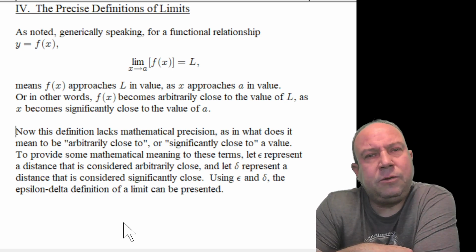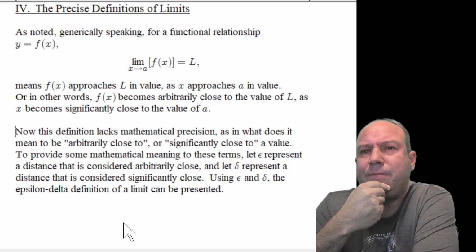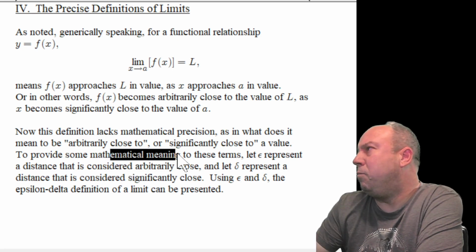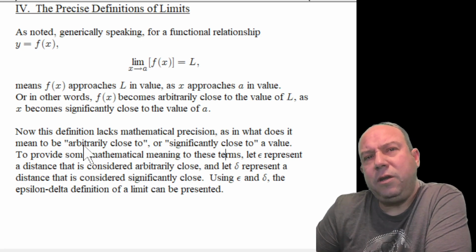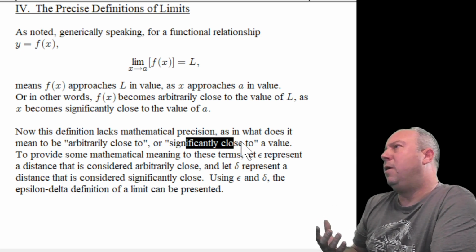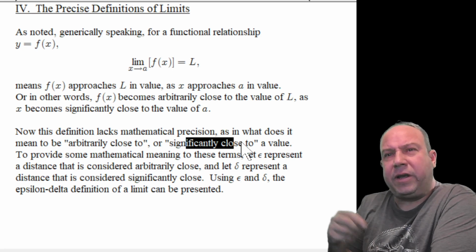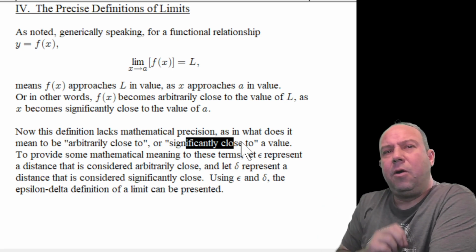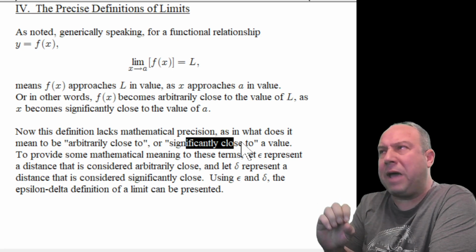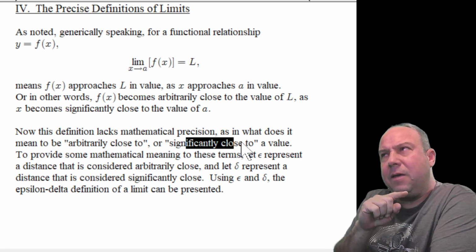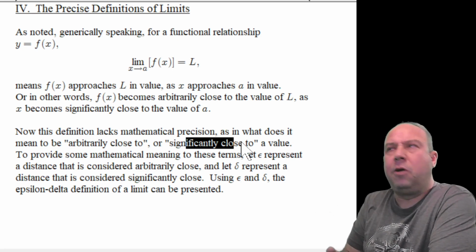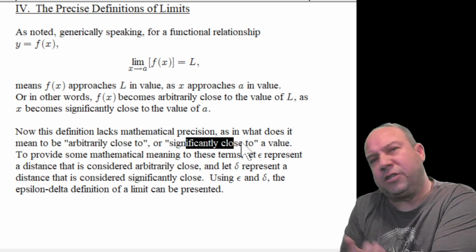And that's what we see used in the precise definition of the limit. To provide a little bit of mathematical meaning to these terms, what we do is we give some variable value to what it means to be arbitrary or significantly close. What we do is we set up a distance, a boundary, a distance to a boundary, where if we're within those bounds, we are what we consider arbitrarily close or significantly close or sufficiently close to some value.